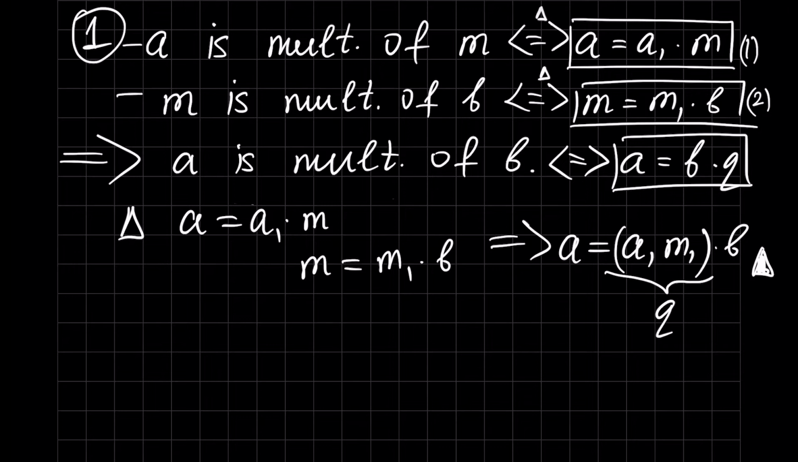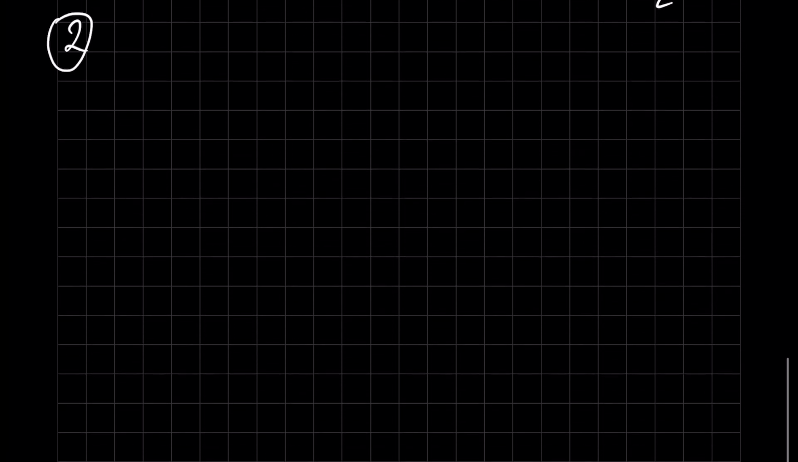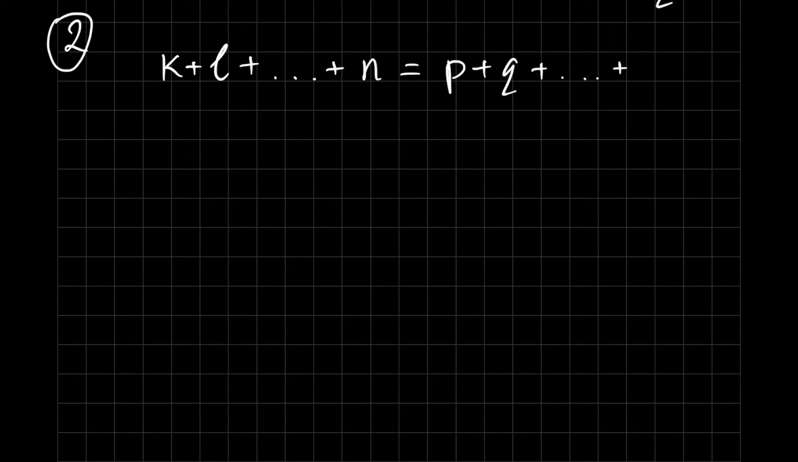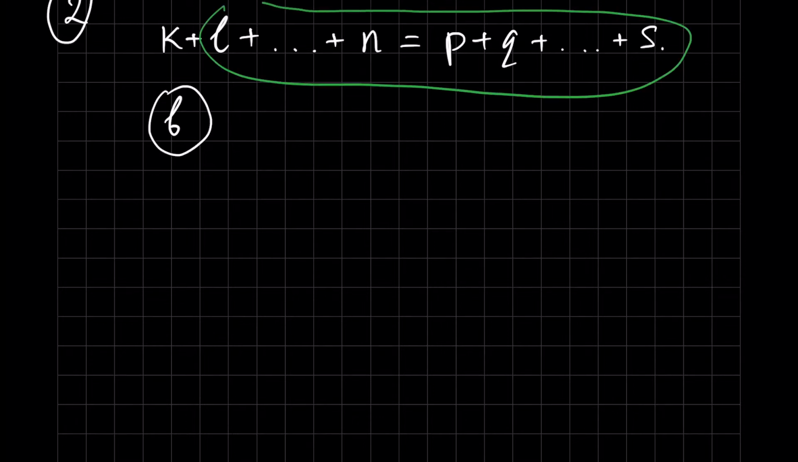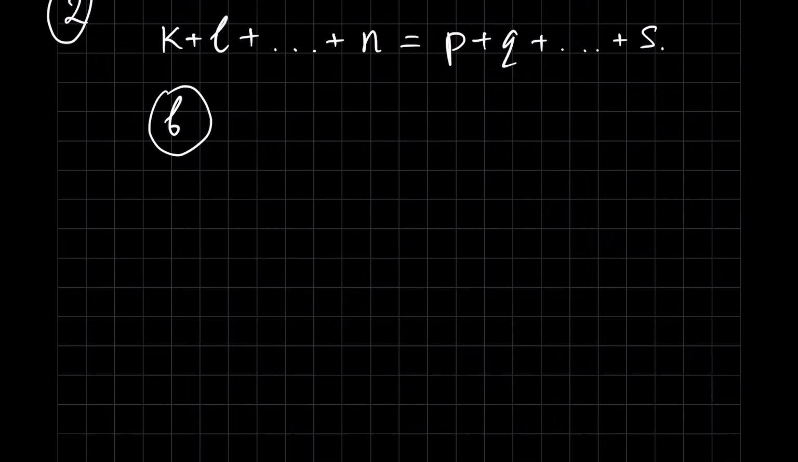Result number 2, or theorem number 2: assume we have equality K plus L and so on plus N equal to P plus Q plus and so on S. And these numbers are integer numbers, as I said earlier. Assume that all terms except just one term is multiple of B. And assume that every term in this equality except term K is multiple of B. In this case, element K also must be multiple of B.